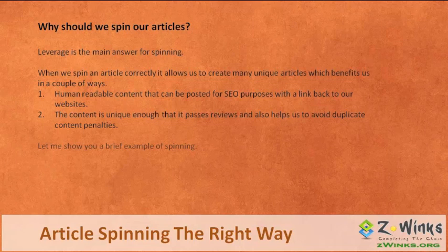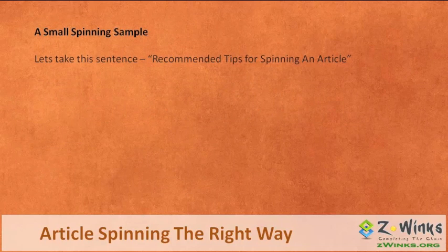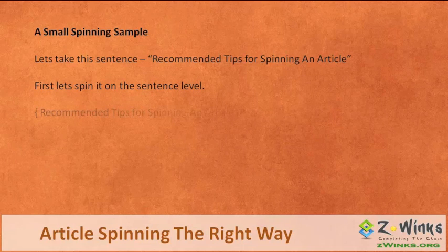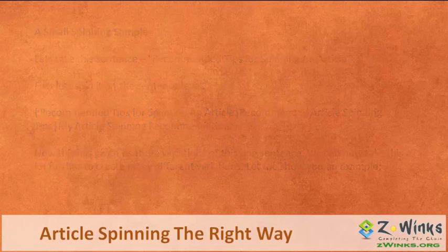So let's take a look at an example. Let's take a sentence, recommended tips for spinning an article, and let's spin it on the sentence level. So what I'm going to do, I'm going to create a couple extra spins. So we have 3 different ones. Now we can take this and create many other variations just by doing another couple steps with that.